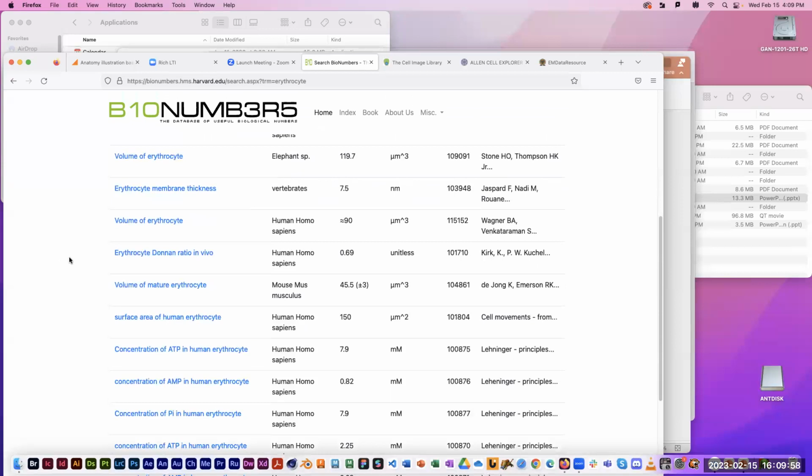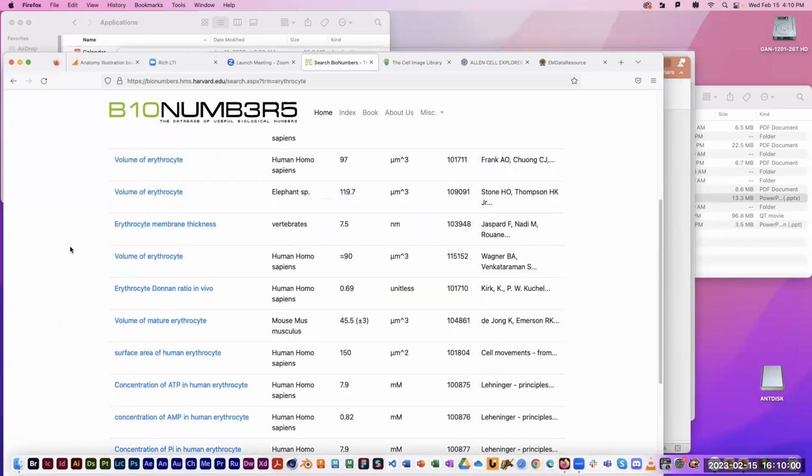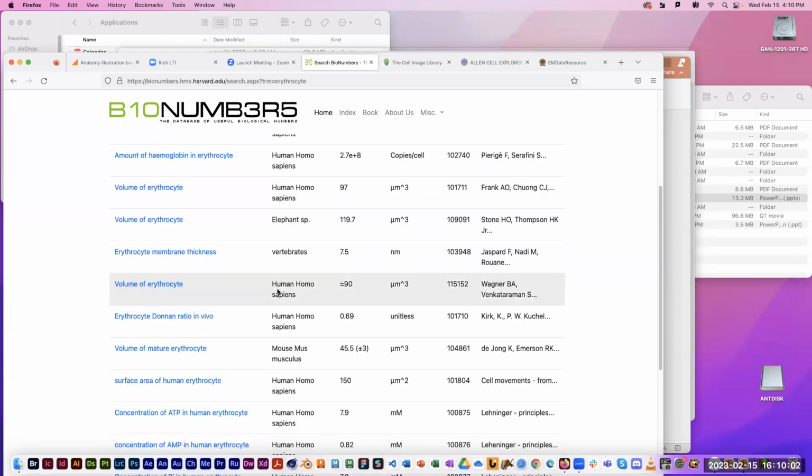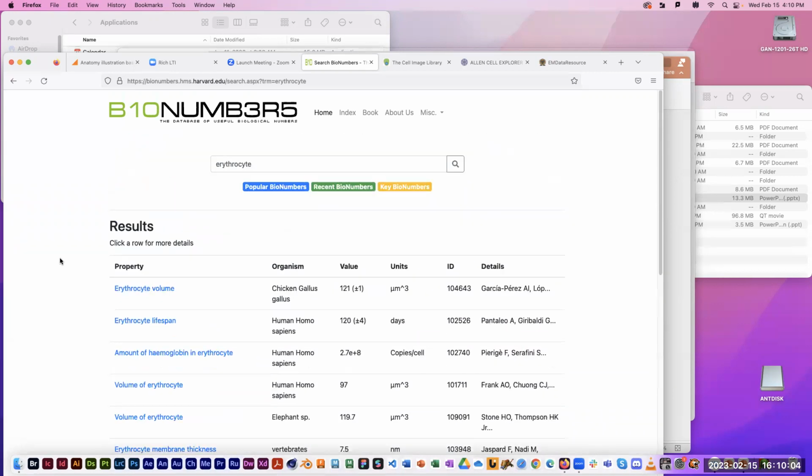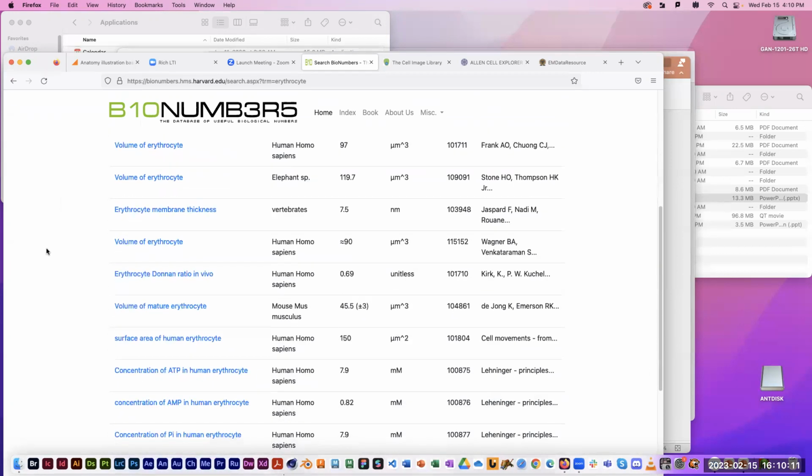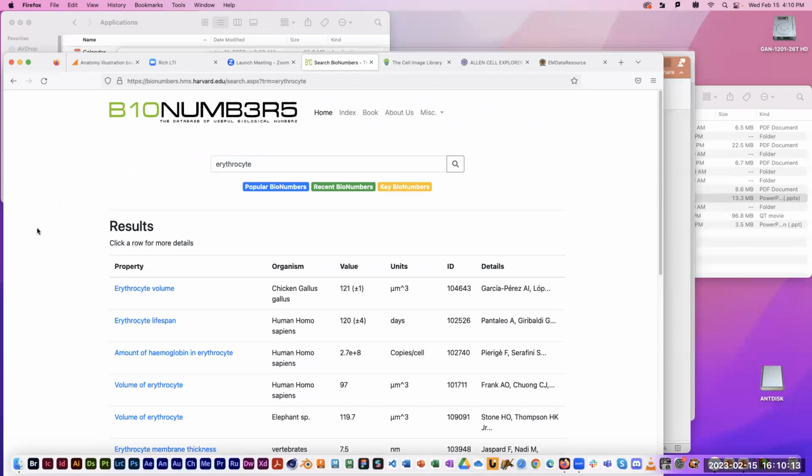So if you wanted the volume of a typical erythrocyte, you'd really want to look at this one specifically for humans. I don't know if it lets you sort. No, it doesn't let you sort them by organism, but you get some interesting numerical information about cells, which may be helpful when you're illustrating, especially if you want to know something like what's the relative scale of an E. coli bacteria to a typical red blood cell? What are their relative sizes? I'm sure you could look that up in here.